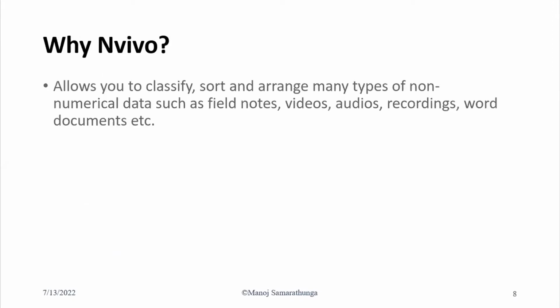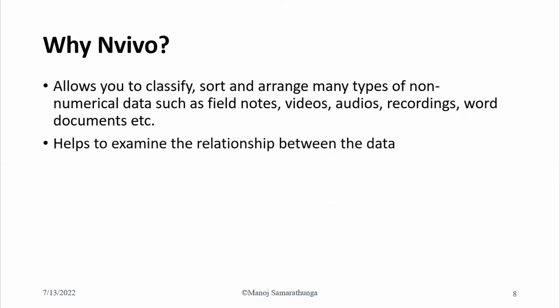So why NVivo again, right? It allows you to classify, sort, and arrange many types of non-numerical data, such as field notes, videos, audio recordings, Word documents, etc. And it helps to examine the relationship between the data, and it provides an organized storage file system. It is totally up to you. You can put the journal articles into one folder, books into another folder, videos into another folder, audios into another folder, etc. So it is very much organized.